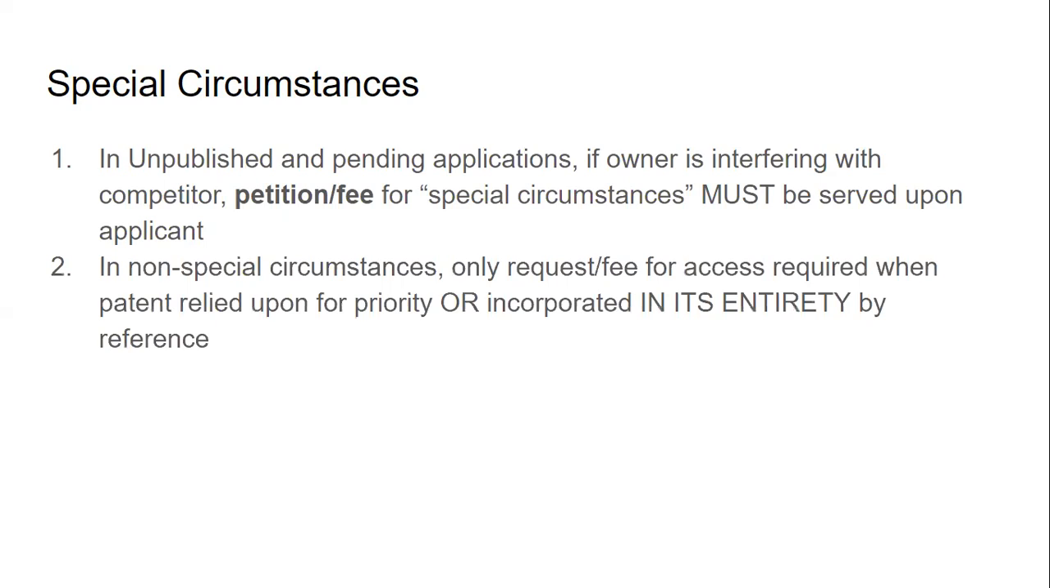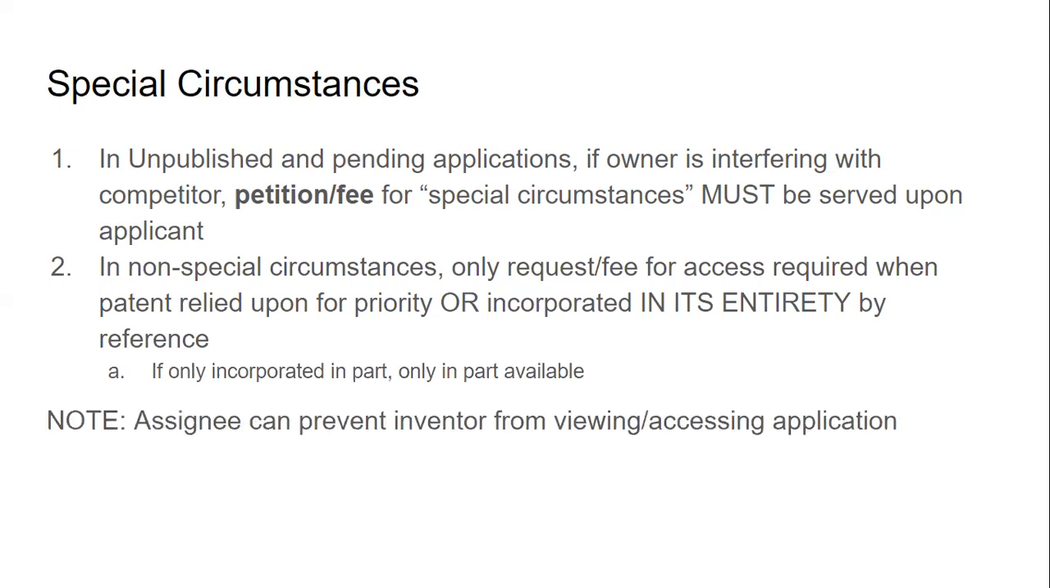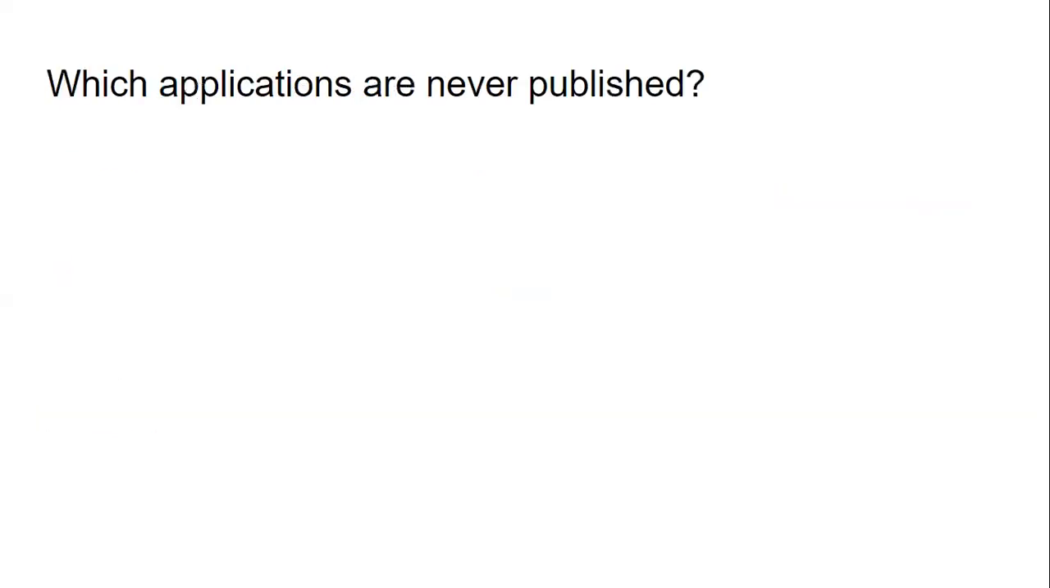So then in the non-special circumstances, kind of to reiterate those other ones, only a request and fee for access is required. And so not status, access is required when the patent is relied upon for priority or is incorporated in its entirety. So specifying there, because if it's only incorporated in part, only in part is available. So kind of good to remember. And the assignee, again, can prevent the inventor from viewing and accessing the application, not the licensee, only the assignee.